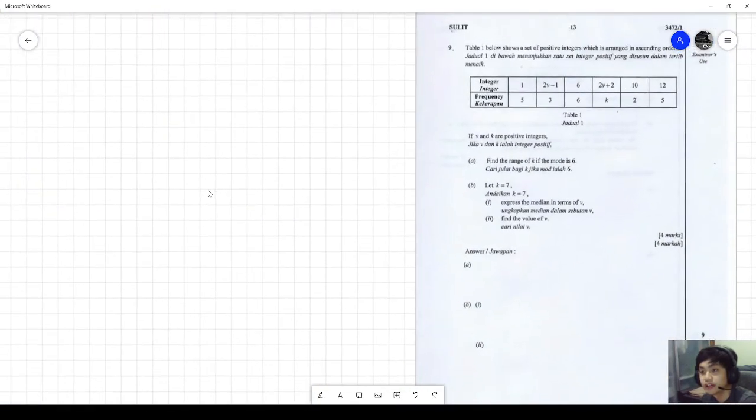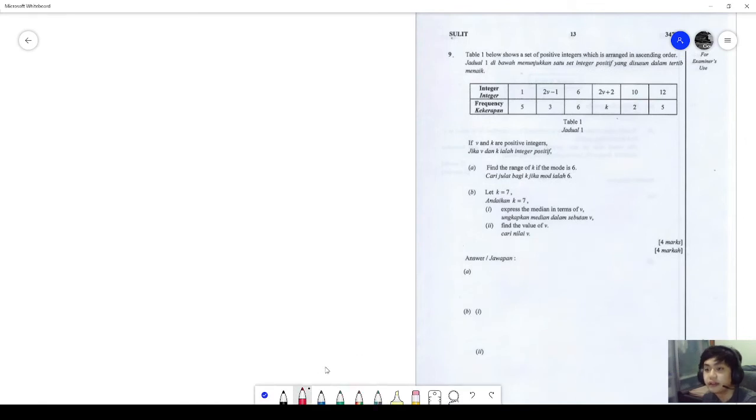So for question 9, given some integers here, v and k are positive, so find the range of k if the mode is 6. If the mode is 6, it means k can't be 6 at this point because the mode is already 6. So k has to be less than 6. But k also can't be 0, though it can be greater than or equal to 1 in this case, right?